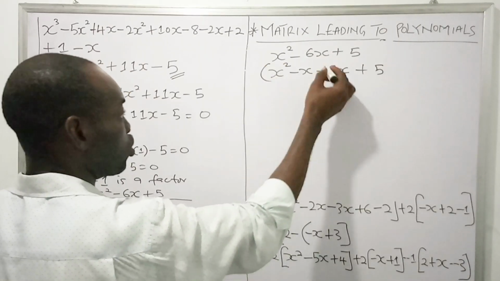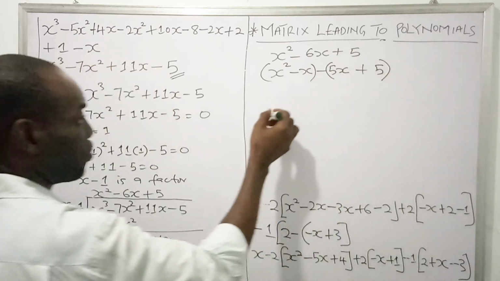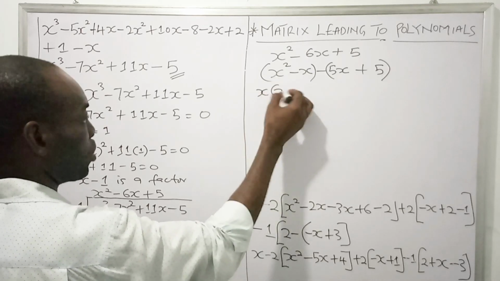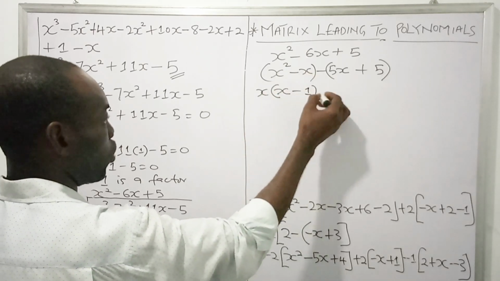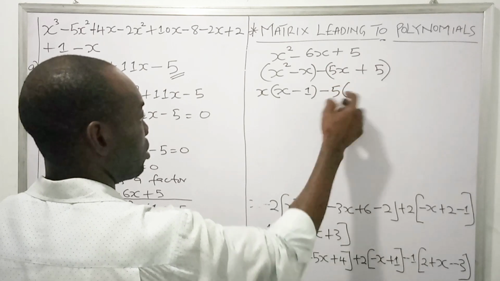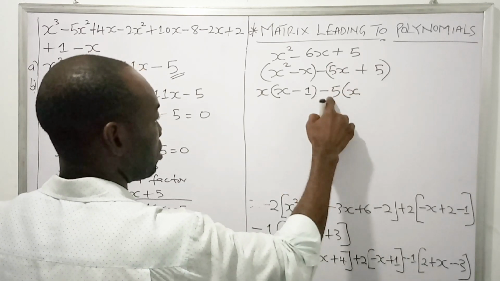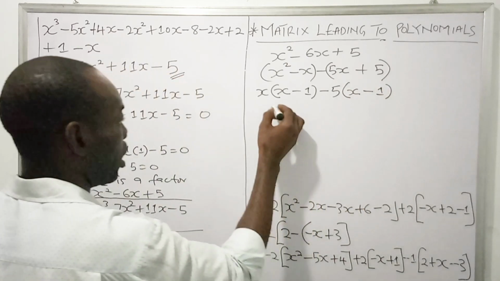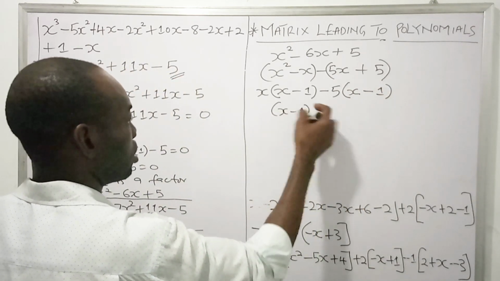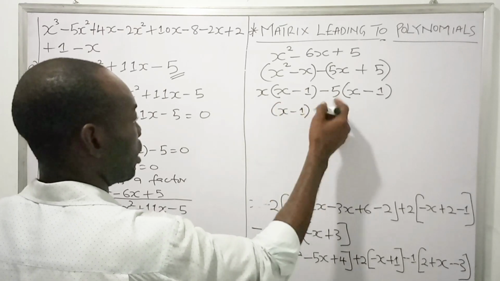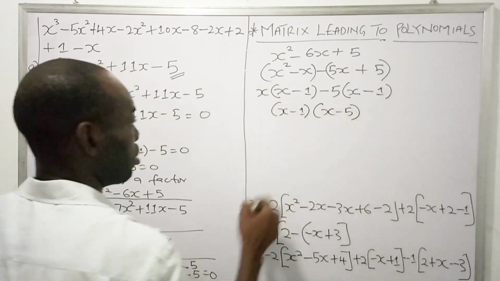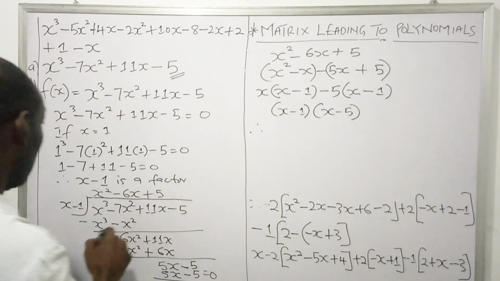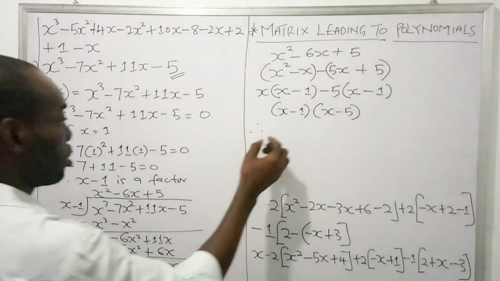So if we group and we factorize, we're going to have x into x squared, we have x. x divided into x, that's 1. Then the common factor here is 5. 5 into this with x, negative against negative 5, that will give us negative 1. So we have x minus 1, then we have x minus 5. Those are the two factors from this.